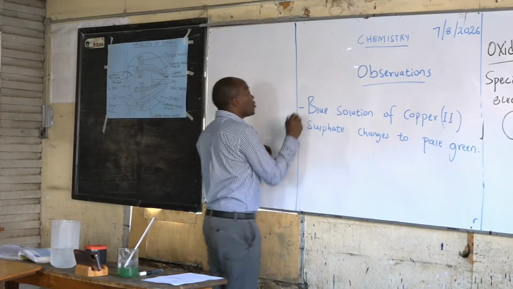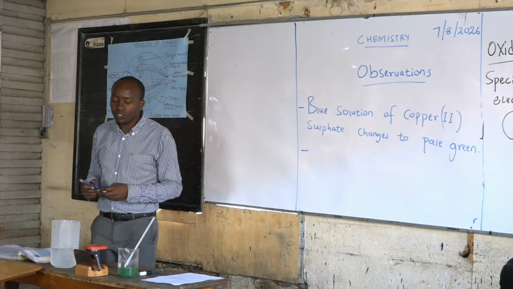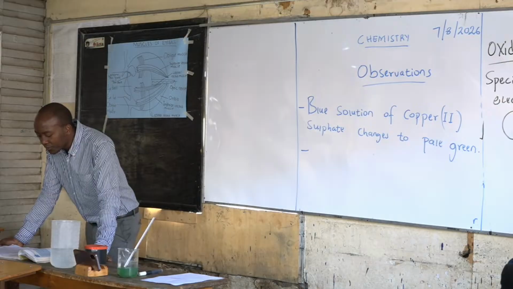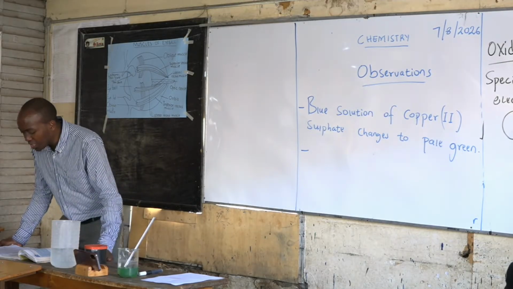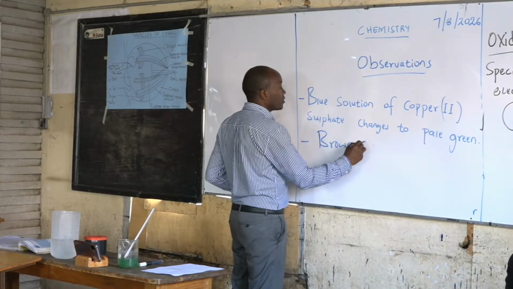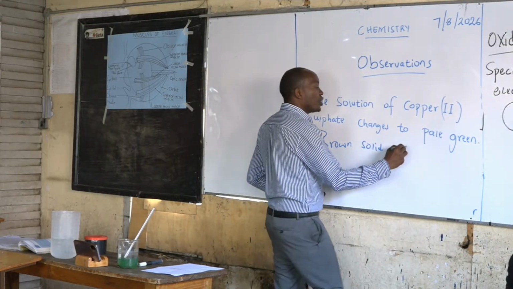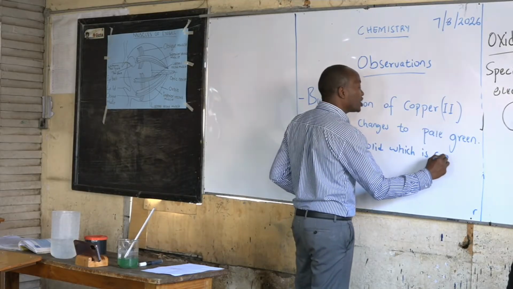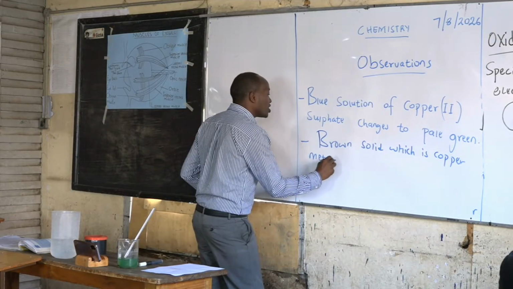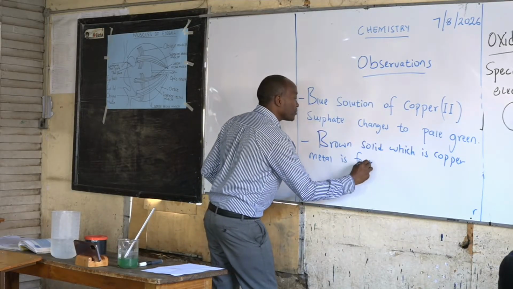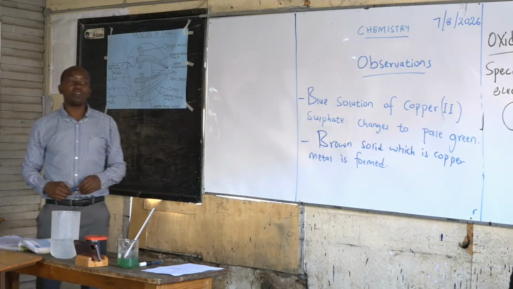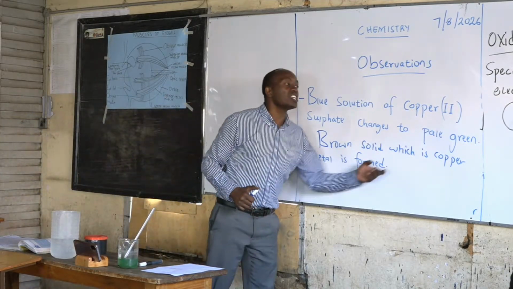Okay? Then what else do we observe in the solution, in the beaker? Brown solid, which is copper metal, is formed. Brown solid, which is copper metal, is formed.